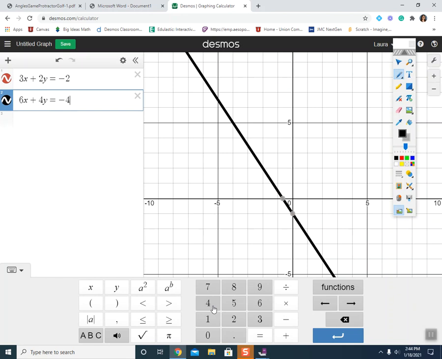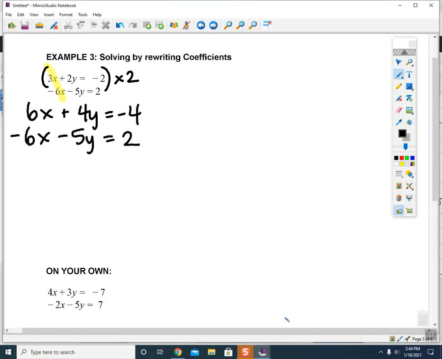These are the same line. It's the same equation. So when I come over here and I multiply the whole thing by 2, I'm not changing this first equation. I'm just rewriting it in a way that's useful to me, right? So I'm not changing anything. It's the same line. I just rewrote it so that I can work with it.